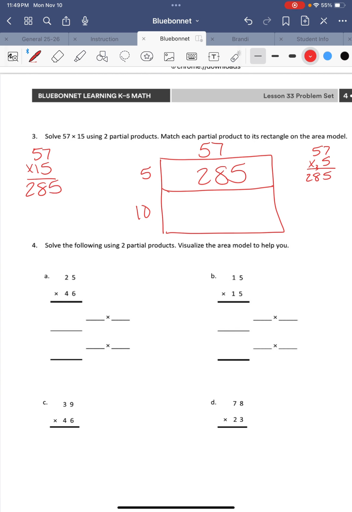In the bottom section, I'm going to have 57 times 10. That's just 57 with a 0. Eight plus 7 is 15. 5 plus 2 is 7. And 1 more is 8.